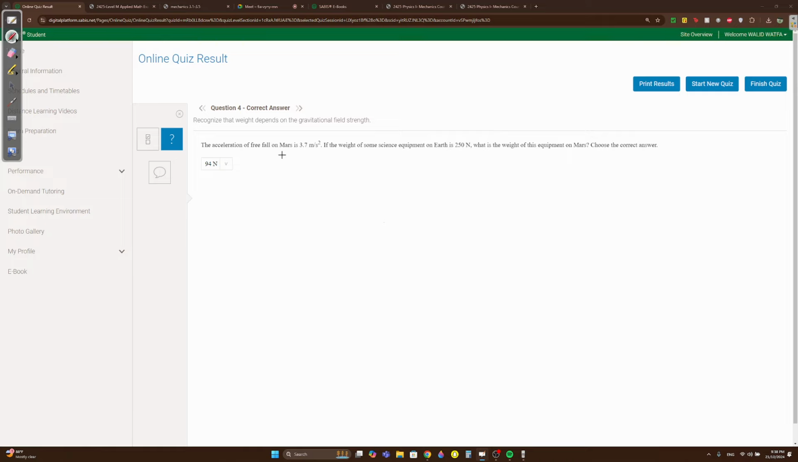The acceleration of free fall on Mars is 3.7, so g of Mars is 3.7. If the weight of some science equipment on Earth is 250, they want the weight on Mars. The weight on Mars is equal to mass times g of Mars. We need to know the mass, right? W of Earth is equal to m times g of Earth. You should know, if it's not given to you, g of Earth, it was in the book, is 9.8.